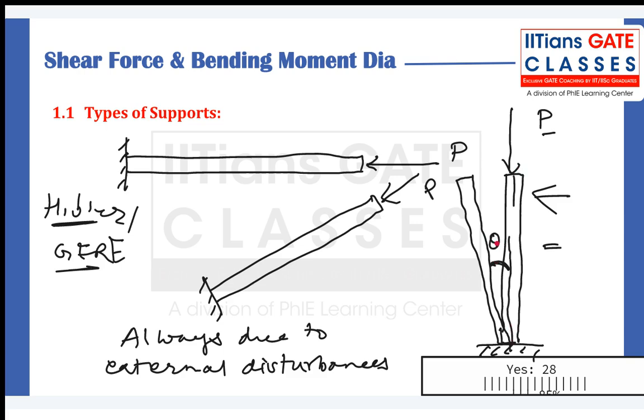So what happens if it gets deflected by some angle theta? Then what is going to happen further? It should come to the initial position, yes or no? No, it will not oscillate. It's not a dynamic load. I'm not talking about dynamic load. I'm talking only about static load. Currently, just static load. What is going to happen after that?